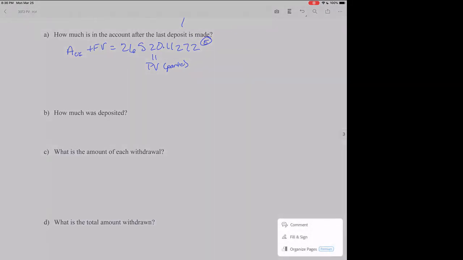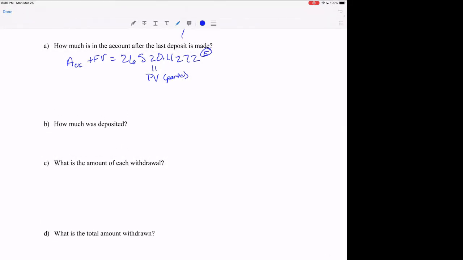So how much did we deposit into the account? Well, we deposited our payment times our compoundings times the years plus our initial investment. So that's going to be 100 times 12 times 12 plus 1,100, which gives us 15,500.